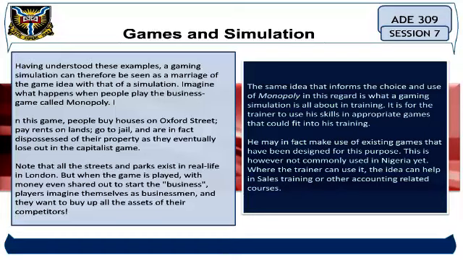Imagine what happens when people play the business game called Monopoly. In this game, people buy houses on Oxford Street, pay rent on lines, go to jail and are in fact dispossessed of their property as they eventually lose out in the capitalist game. Note that all the streets and parks exist in real life in London, but when the game is played with money shared out to start the business, players imagine themselves as businessmen and want to buy up all the assets of their competitors.